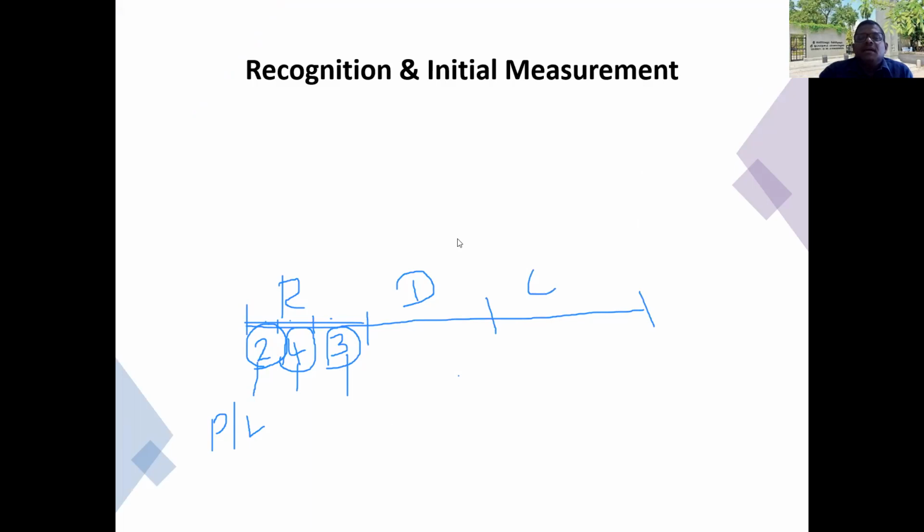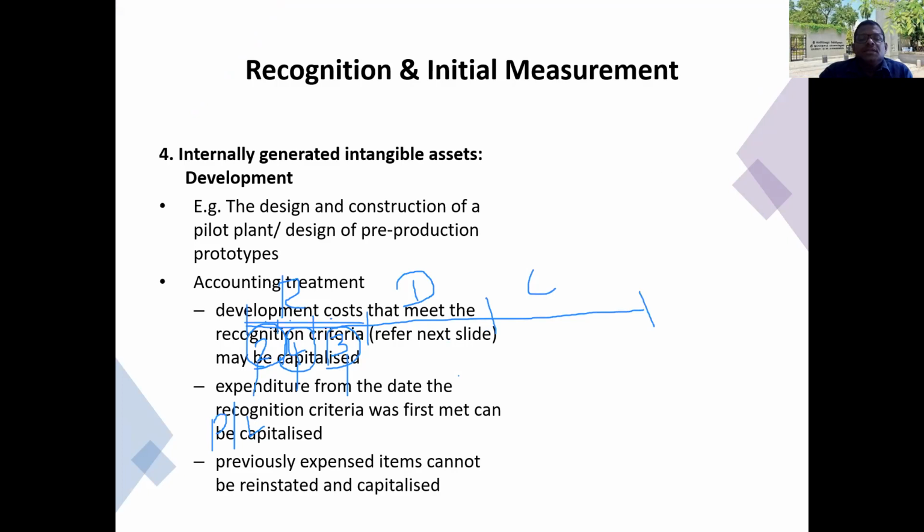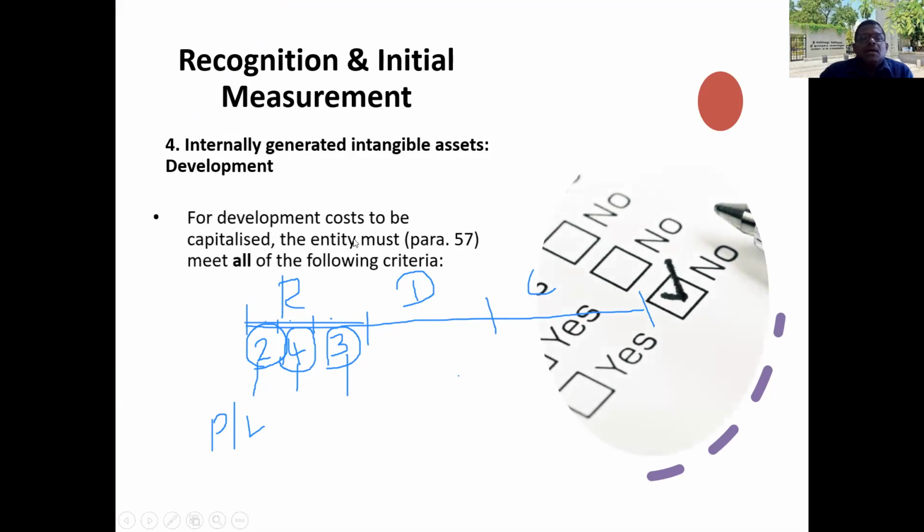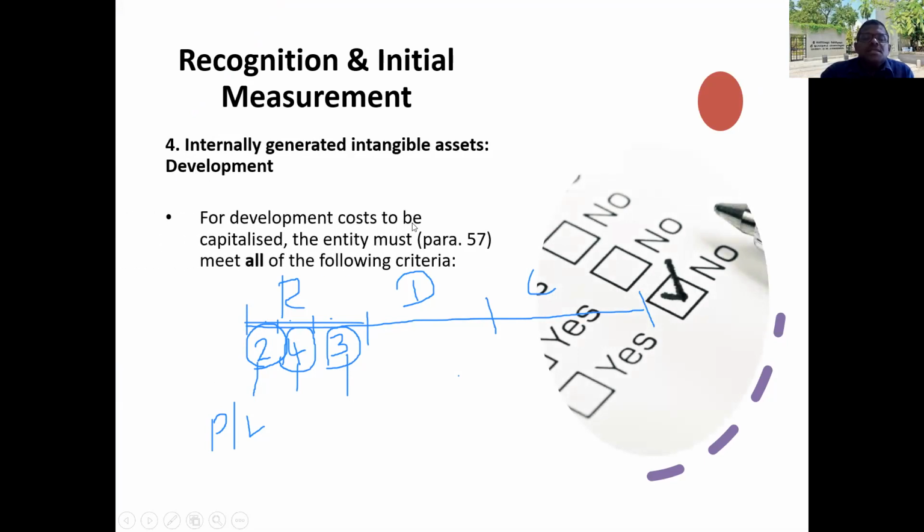What is the other one? The other one is the development stage. You see, development stage. Here, development is not like that. Development is a little bit advanced. And when you reach the development stage, you have certain expectation that the product will work.